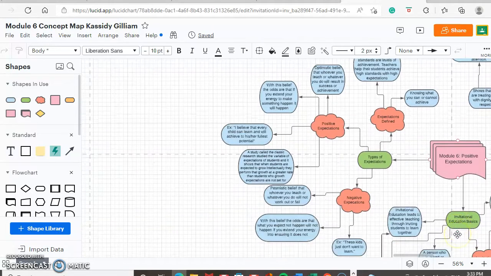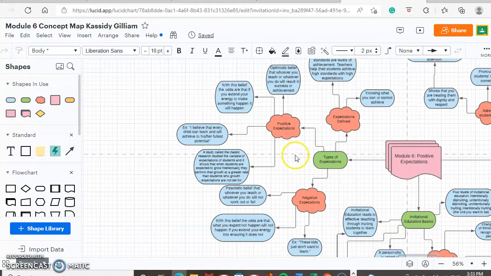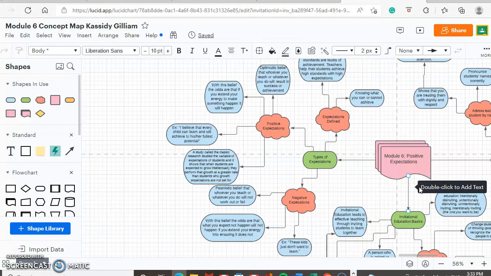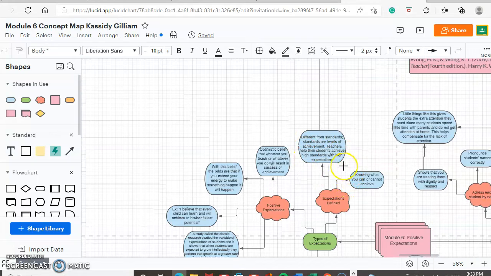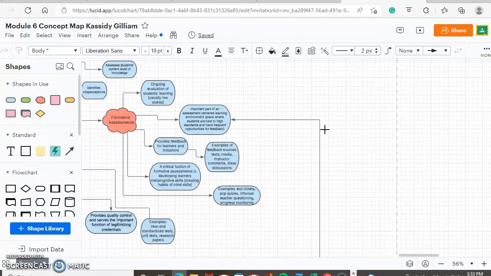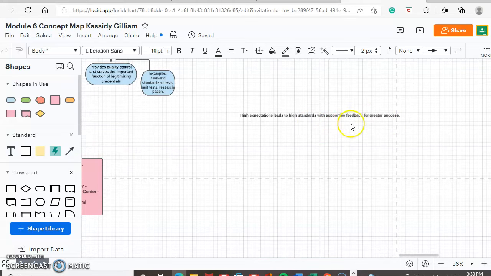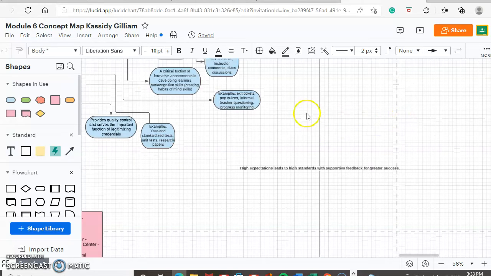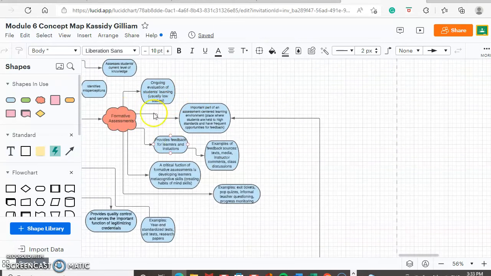Moving on to Module 6, it is important to create positive expectations. A positive expectation is just an optimistic belief that they'll succeed. And when you have this belief, you can dedicate more energy into the success of your students. And Module 6 connects to Module 5 because expectations lead to having higher standards. And having those higher standards with supportive feedback will create greater success, as mentioned in the formative assessment component of Module 5.